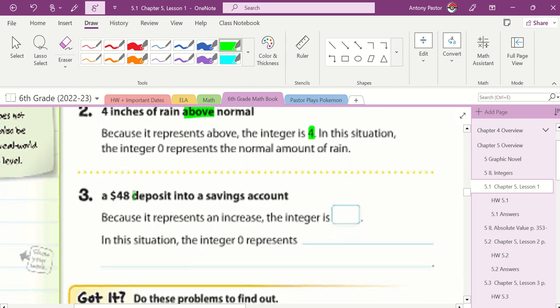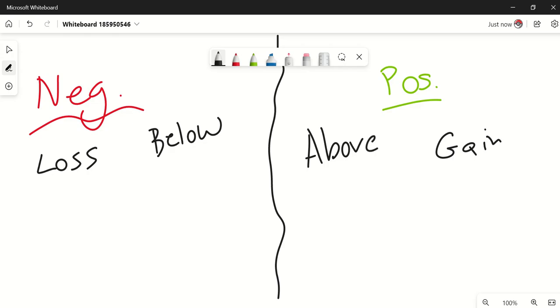A $48 deposit into a savings account. This means you're putting money into an account, which means that your account is gaining money. So we're going to go back to our chart and put deposit in our positive category. A deposit is when you put money into your bank, which I know some of you might think, oh, well, I'm losing that money physically. You are, but it's getting put into your bank account, which is now growing.